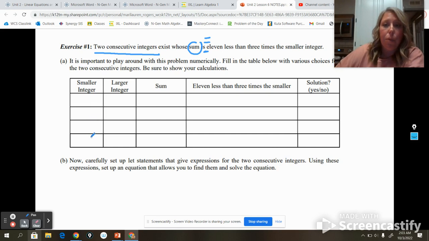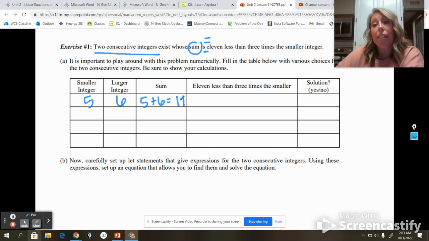So the first example wants you to do some guess and check just to see if you could figure out what these numbers might be. We're going to start with 5 and 6, and then I'm going to let you fill in the rest of the table with your own guesses to discover what these numbers are using the guess and check method. But let's try 5 and 6. So 5 plus 6, that's the sum. So that's 11. The sum is supposed to be 11 less than 3 times the smaller number.